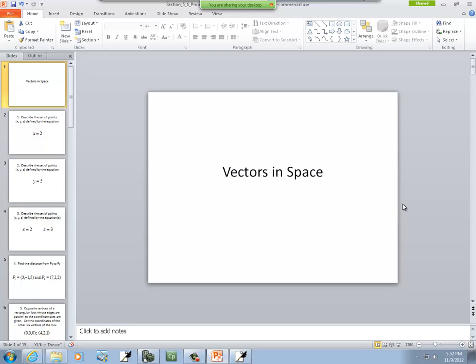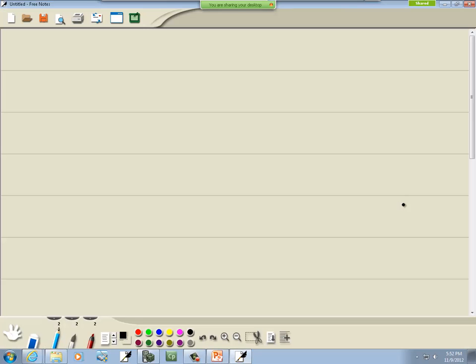In this section, we're going to take a look at vectors in space. Now, this is dealing with 3 dimensions, so let's talk about that a little bit. Not that I can draw this real well. We have something that looks like this. Coming out this way is our x-axis, coming out this way is our y-axis, and this is our z-axis.